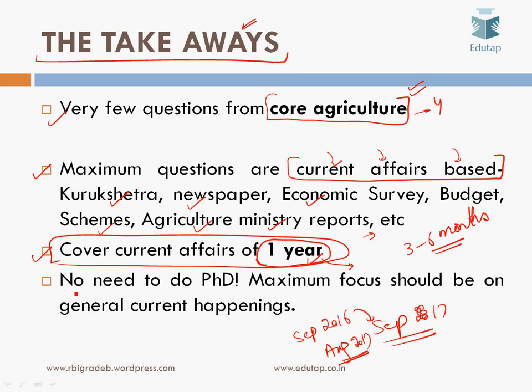You don't have to go into very detailed analysis of all the topics. You don't have to do a PhD of all the topics. The maximum focus should be on the general current happenings. So if you are following these sources, that is Kurukshetra, Yojana, newspaper, economic survey, budget, schemes, agriculture ministry reports and the annual reports of all the good ministries, by good I mean those relevant for our examination, that is Ministry of Rural Development, Ministry of Environment, Forest and Climate Change, then you are more than covered. You don't have to go into the minute analysis of each and every topic.